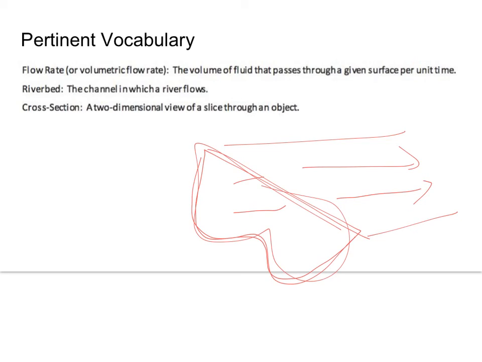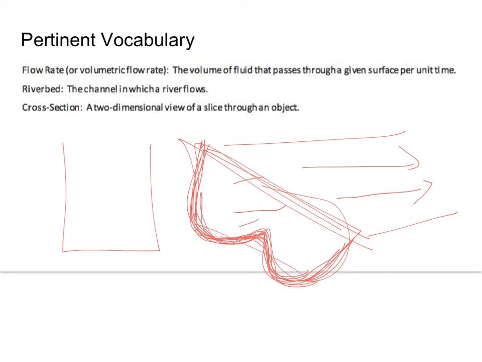A riverbed is the channel in which the river flows. Okay, a riverbed is not symmetrical by any means. It's however the river moves the particles along the bottom of the bed. And goodness, if trash is in there, if a boat's in the bottom, etc. So the riverbed, it's the channel in which a river flows. And then cross section, that's what we've done right here. A 2-dimensional view of a slice through an object.